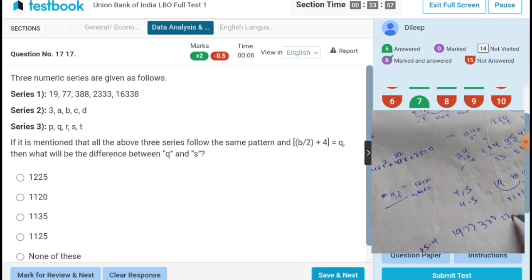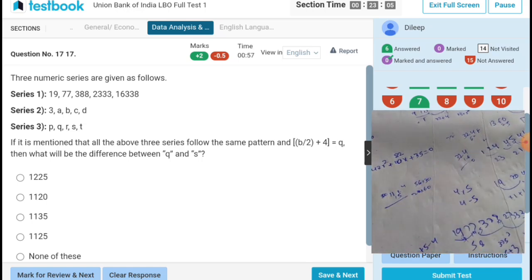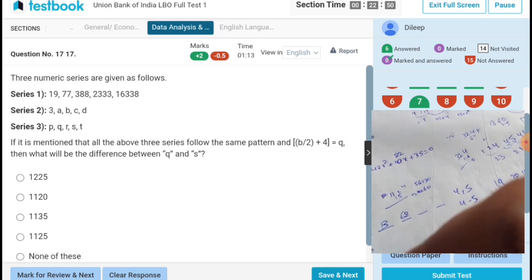1977 388 58 into 4 plus 1 into 5 plus 3 into 4 to 6 5 into 7 follow the same pattern. So 3 65 68 503.